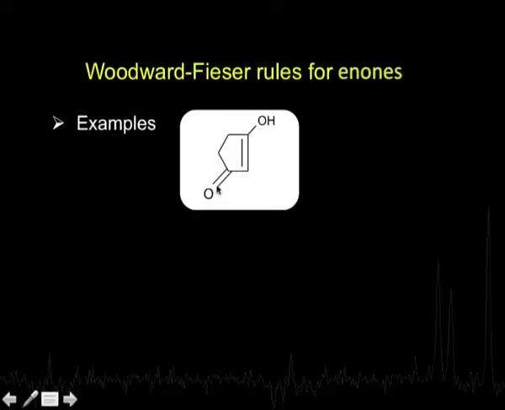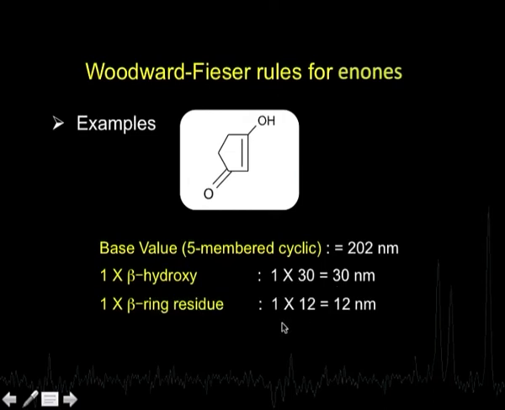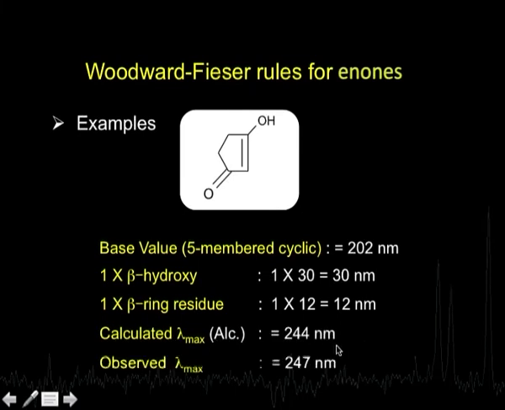Let's take some more examples here. Now in this case what you find is that the chromophore happens to be a part of a 5-membered ring. So the base value will be 202 nanometers, and if you look at the substituents, we find that at the beta position there is a hydroxy substituent, and also we have a beta ring residue. Beta hydroxy will contribute 30 nanometers and the ring residue will contribute 12 nanometers. They add together to give me a value of 244 nanometers, and the experimental value happens to be 247, which is fairly good.